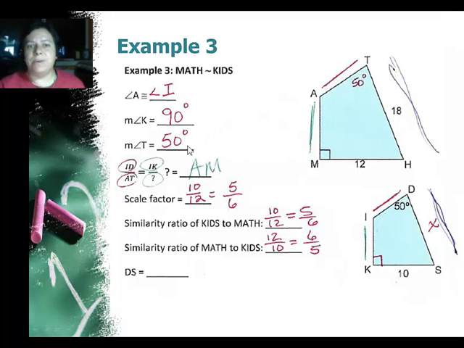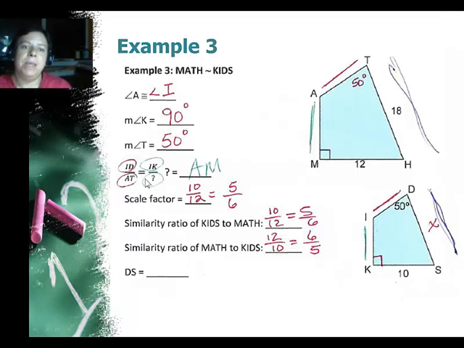Now they want to find angle T. That 50 degrees was not drawn in here. I did that myself because I looked at the corresponding angle, which is angle D, and that is also 50 degrees.